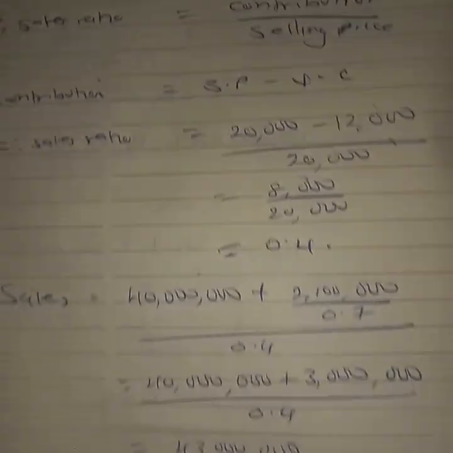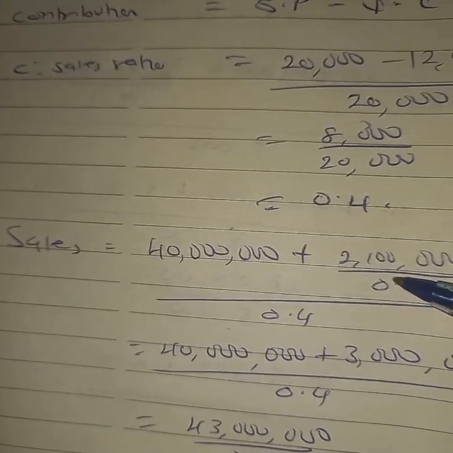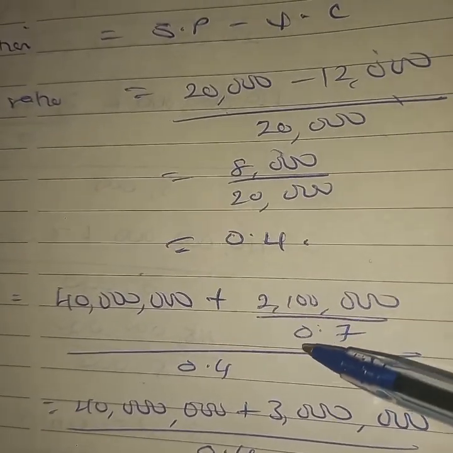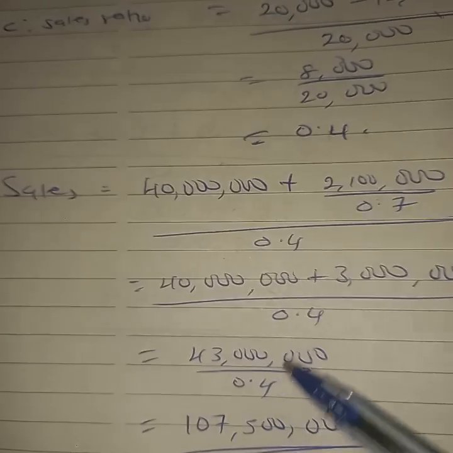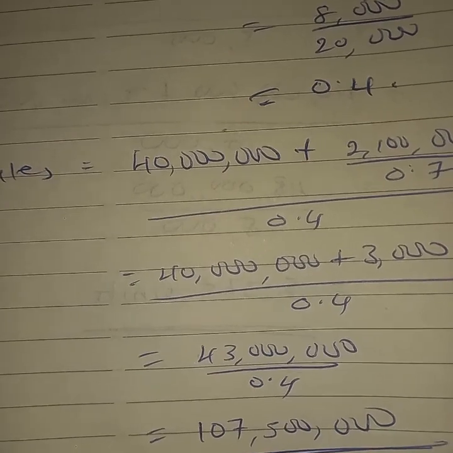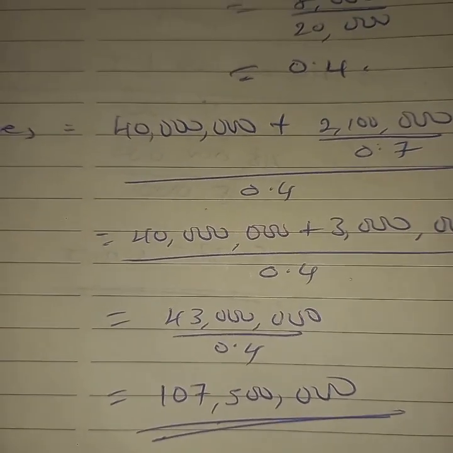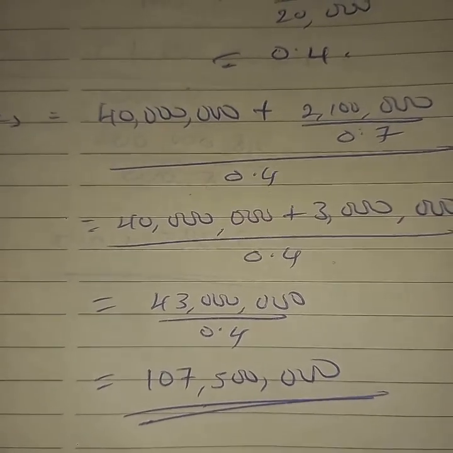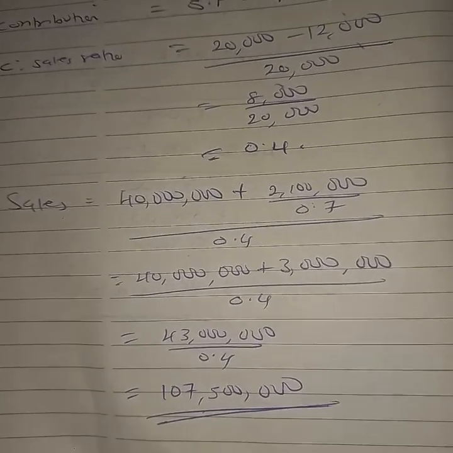When I substitute in my fixed cost of 40 millions plus the desired profit after tax of 2.1, and I divide by 1 minus the tax rate, 0.7, divided by 0.4, I'll get 40 millions plus 3 millions divided by 0.4, which gives me 43 millions divided by 0.4. That means I'm supposed to make a sales figure of 107,500,000 in order to get a profit after tax of 2.1. So therefore, that's how we can do our question.